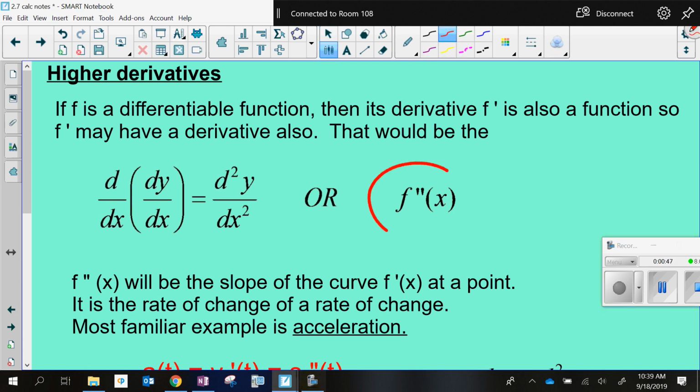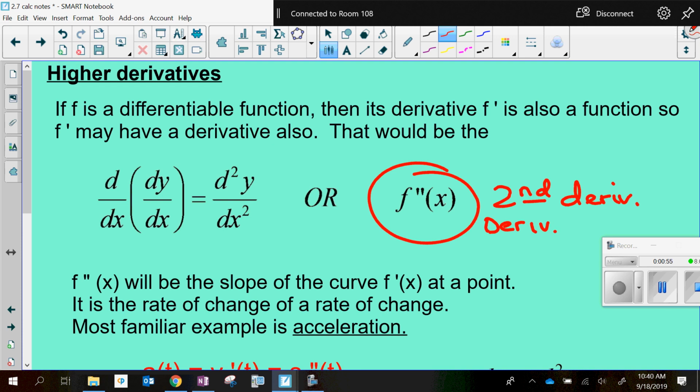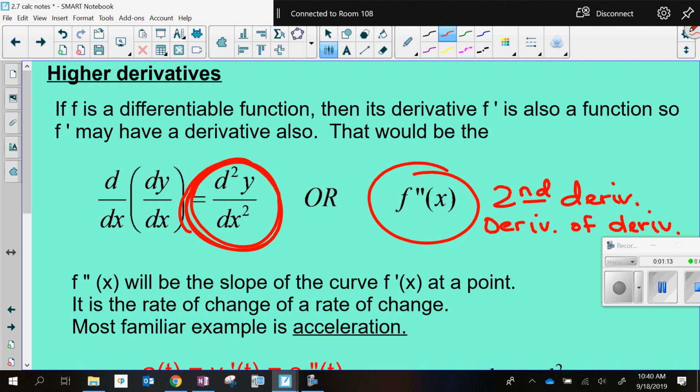This is what it looks like. Typically, that's the second derivative, which is the derivative of the first derivative. And we can keep going. We typically don't have a lot of applications to keep going, but we'll do it. This is also a symbol for a second derivative.